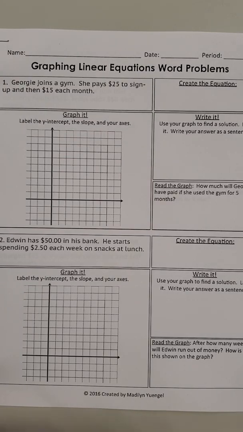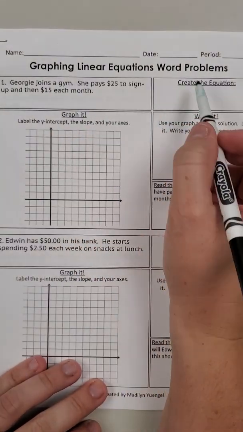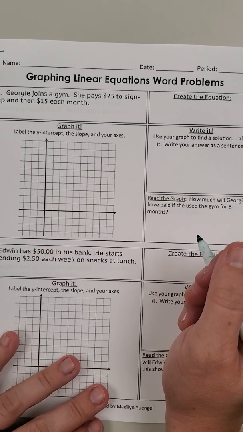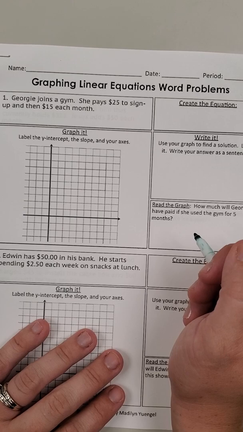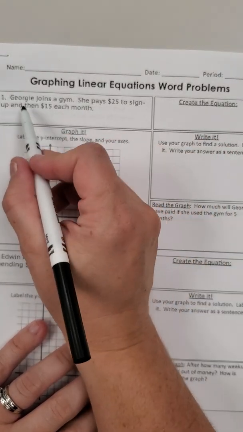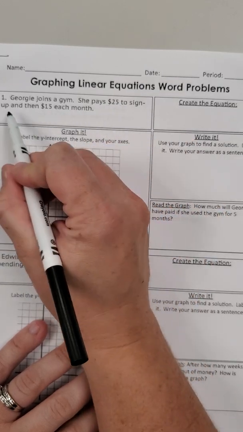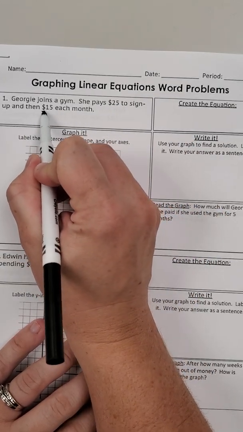All right, so now we're going to use a word problem and tie it in with an equation, a graph, and then understanding both of those things so we can actually answer the question. So number 1 says, Georgie joins a gym. She pays $25 to sign up and then $15 each month.